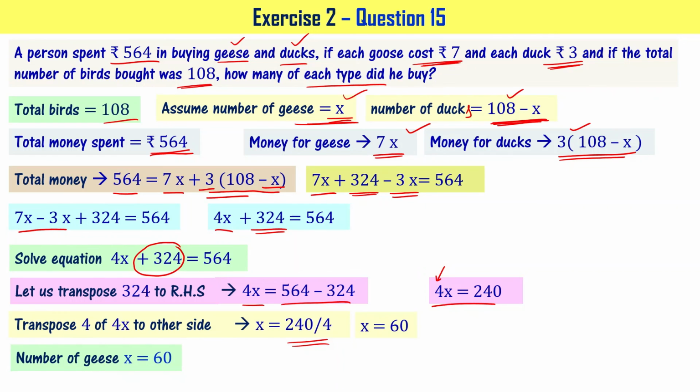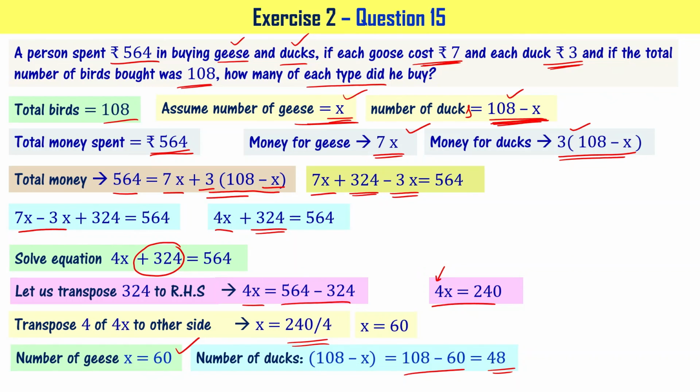And the number of ducks is 108 minus x, right? 108 minus 60, that is equal to 48. So to answer the question, the number of geese he bought is 60 and the number of ducks he bought is 48. That when you add, the total number of birds is going to be 108, right?